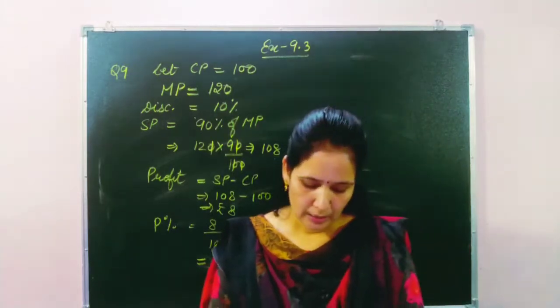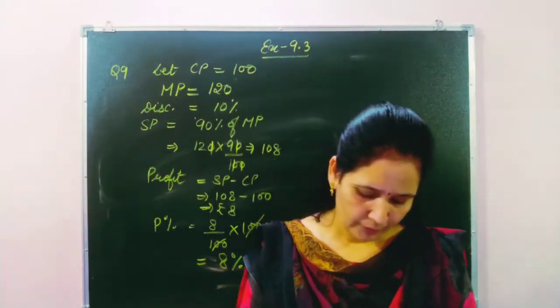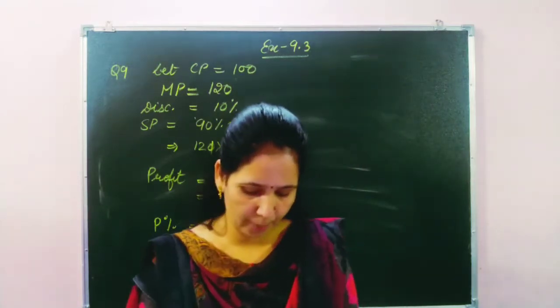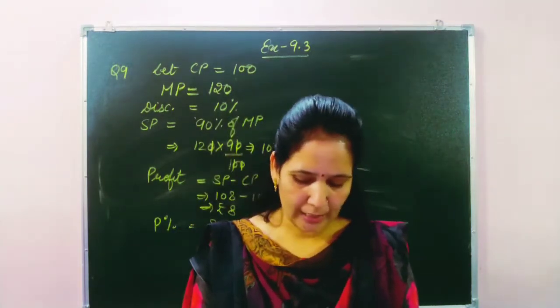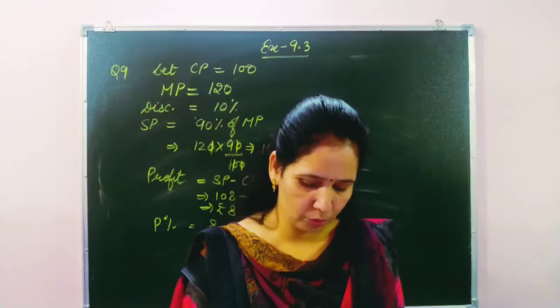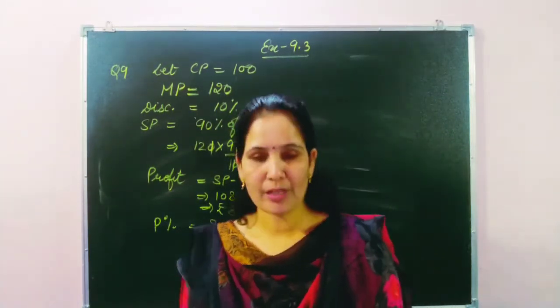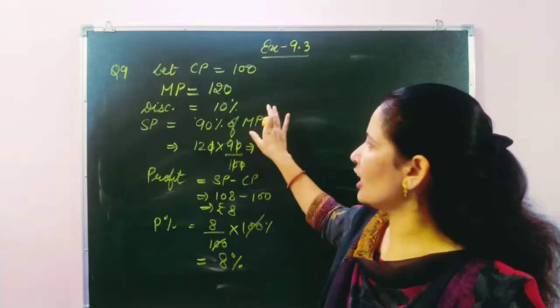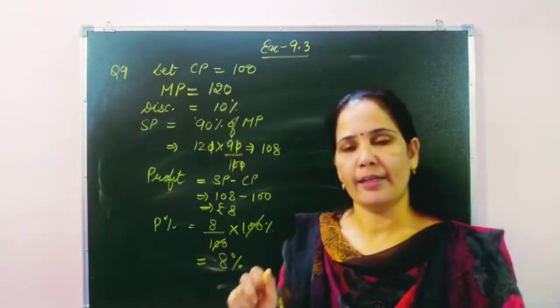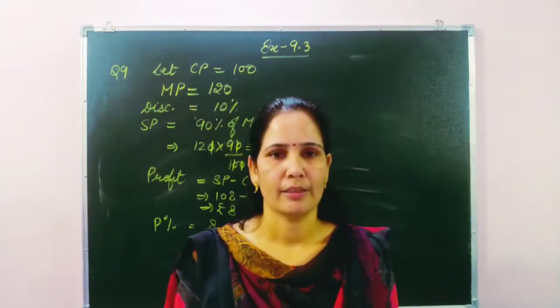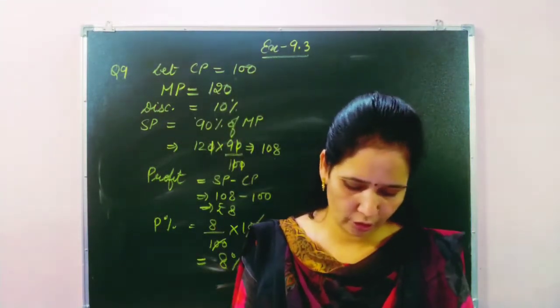Okay students. Now question number 10. A washing machine was marked 60% above its cost price and the shopkeeper allows a discount of 25%. Calculate the gain. Students, question number 10 is just like question number 9. Here we follow the same procedure, so you have to solve this question by yourself.